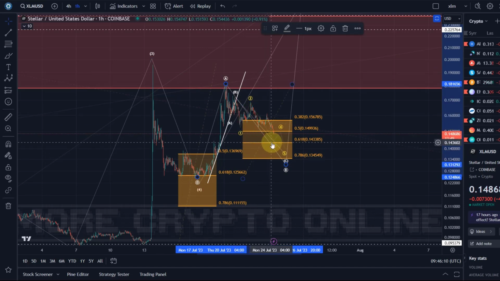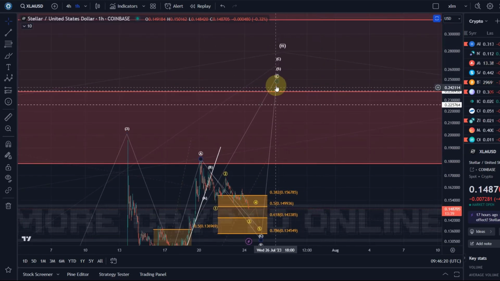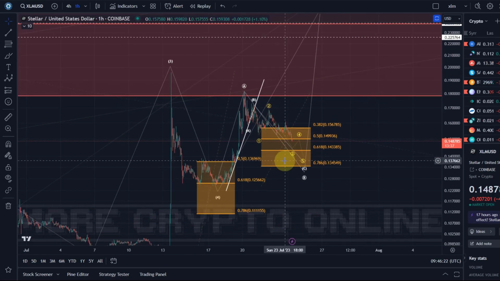Nevertheless, it should still adhere to the relevant Fibonacci levels. It did it here, okay? This wave 4, then we had a wave A rally, and this is now a wave B pullback. And at some point, we should get a C wave here to the upside if the 13.45 cent level is holding. Okay, that's my update about XLM.